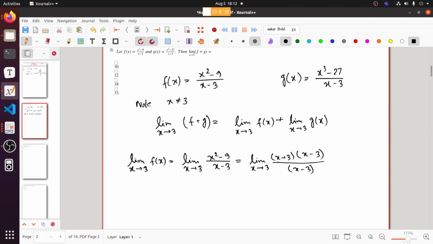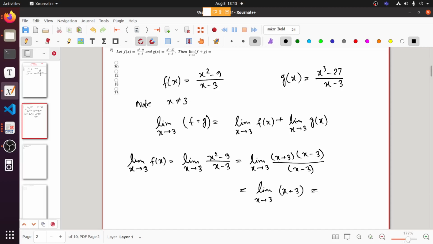Can anybody say, can you cancel x minus 3 from the numerator and denominator? If this is 0, then you cannot cancel, right? So you have to make sure that this x minus 3 is non-zero, then we can cancel it out. But I am saying now that these functions are not defined at x equals 3. So x is not equal to 3, meaning x minus 3 is non-zero, right? So we can cancel it out. So that's why we can write it as limit x tends to 3 of x plus 3.